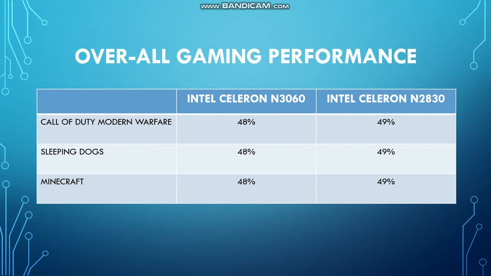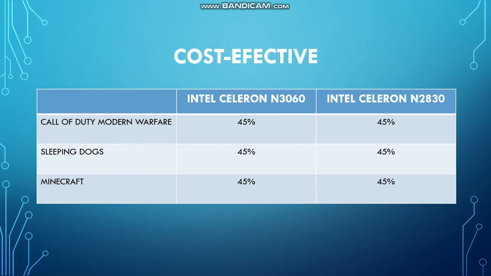Next, the overall gaming performance. Call of Duty Modern Warfare has 48% in the Intel Celeron N3060, then 49% in the Intel Celeron N2830. Sleeping Dogs has 48% in the Intel Celeron N3060, then 49% in the Intel Celeron N2830. And Minecraft has 48% in the Intel Celeron N3060 and 49% in the Intel Celeron N2830.